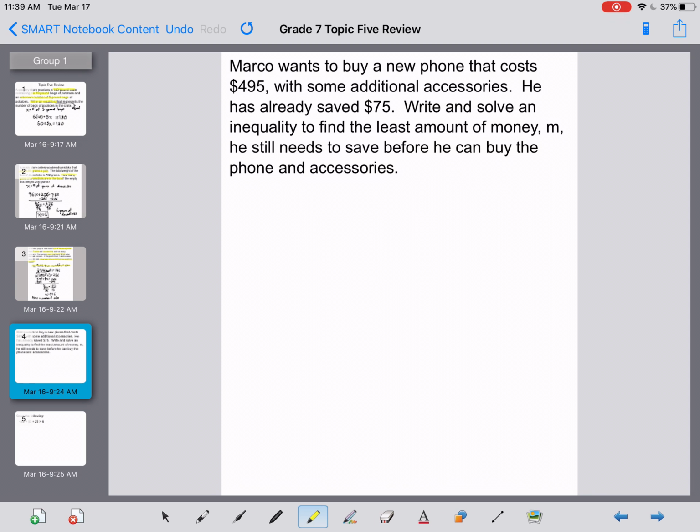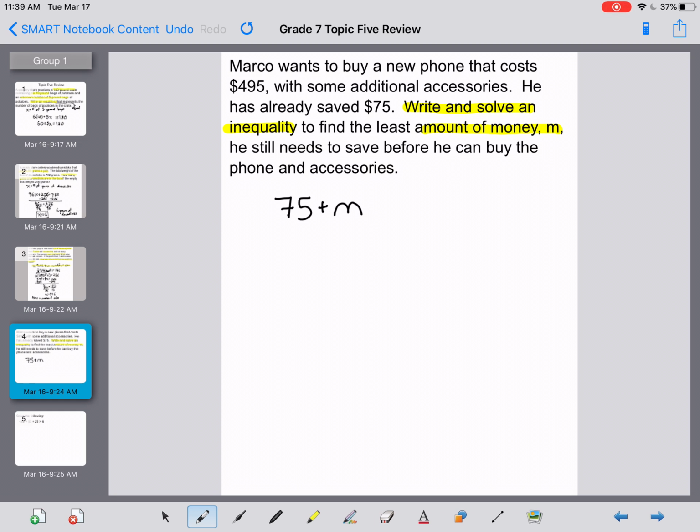When I read this problem, it says to write and solve an inequality, so I know I'm not going to have an equal sign. They also tell me the amount of money M, so I do not need to identify my variable. He has already saved $75, and we're going to add on the more money that he needs to save, so 75 plus M. That will be the amount of money that he needs to save.